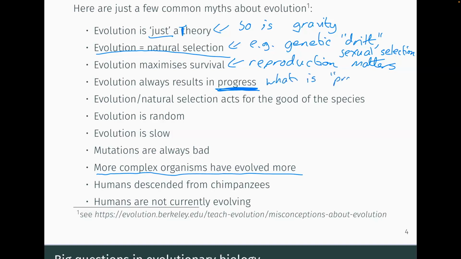I mean, we can also talk about what is progress. What do we mean when we talk about progress? Humans are clearly very successful, but so are bacteria, so are viruses. We might be more complex than them, but that doesn't necessarily mean that we have evolved more. Okay.